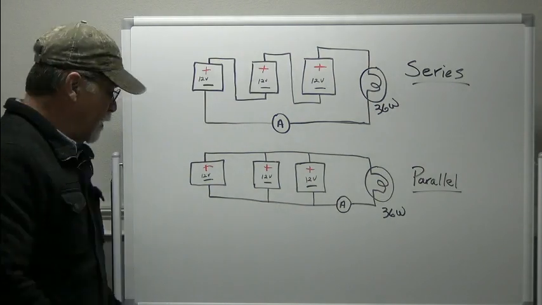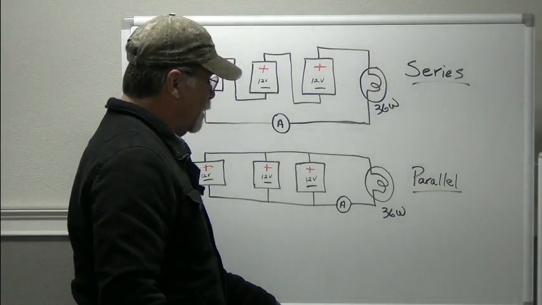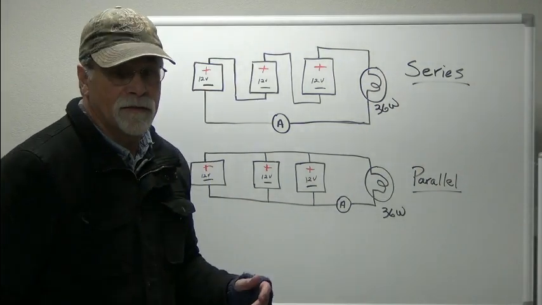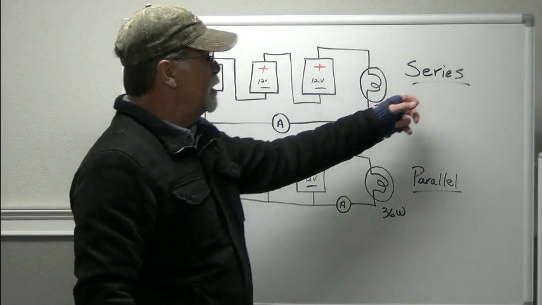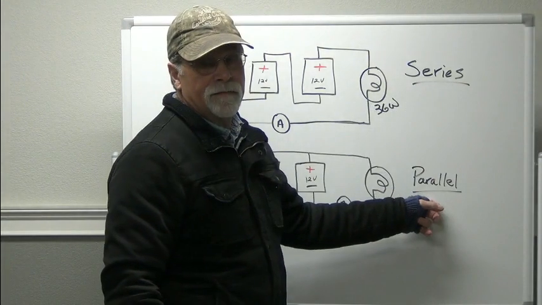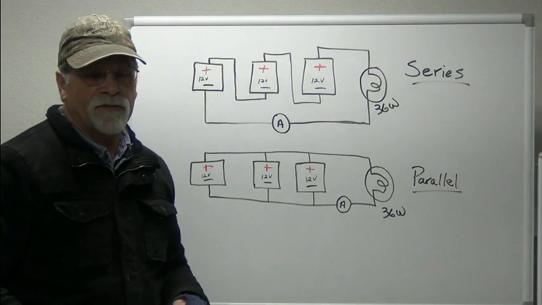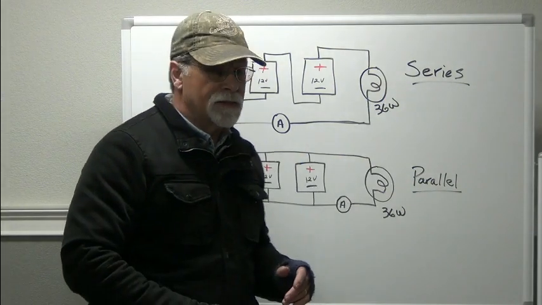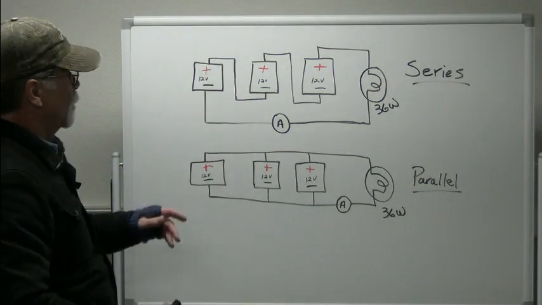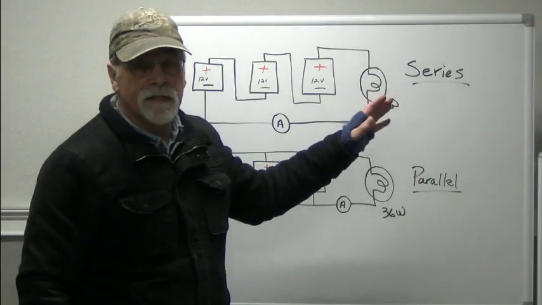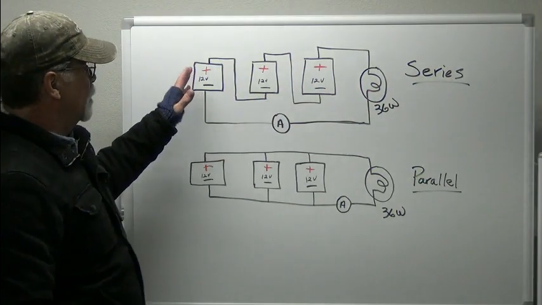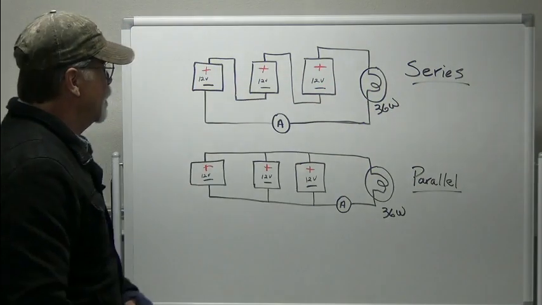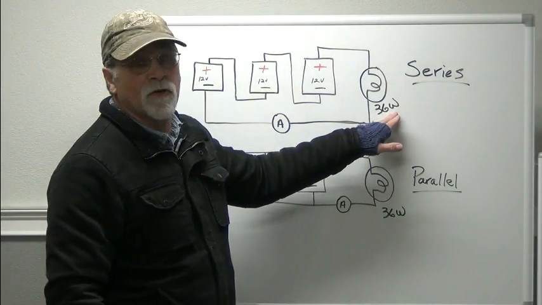Now let's talk about how we connect the cells. We connect them one of two ways: in series or in parallel. Some of your battery packs and modules do a combination of both, with series parallel arrangements, and we'll talk about that in a moment. First, let's talk about a series setup. We're going to use a 12 volt battery for our discussion here, and a 36 watt load.